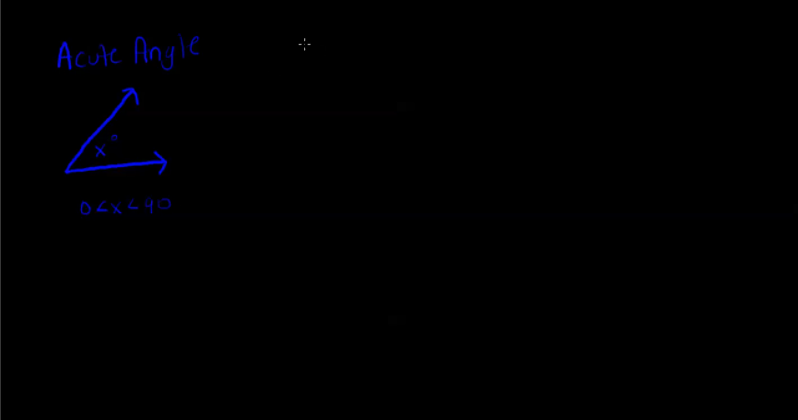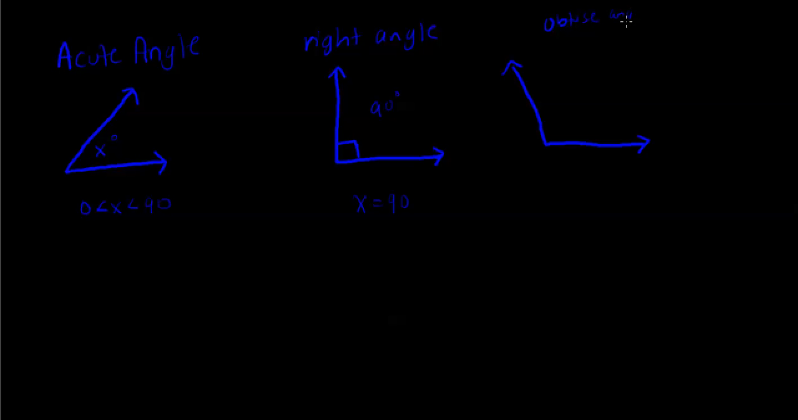Now a right angle has a degree measure of 90 degrees exactly, so it has to equal 90. And usually there'll be a little box in the corner that indicates that it is a right angle. Now an obtuse angle has to be greater than 90 but less than 180 degrees. So in this angle you can see that it's somewhere between 90 and 180. And then a straight angle has to equal 180, and it's basically just a straight line.